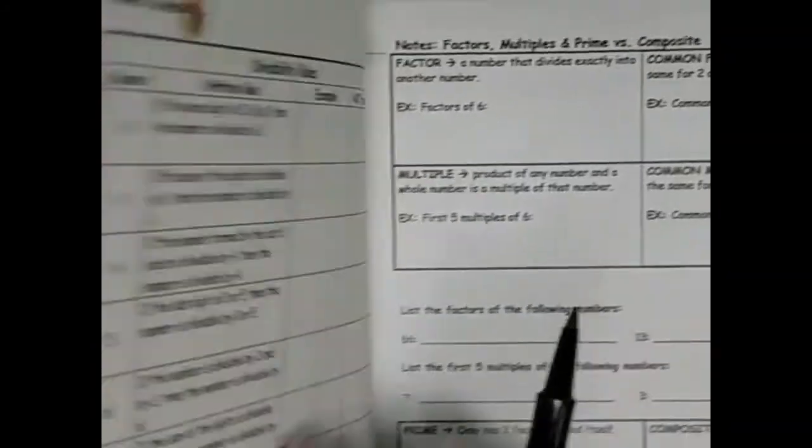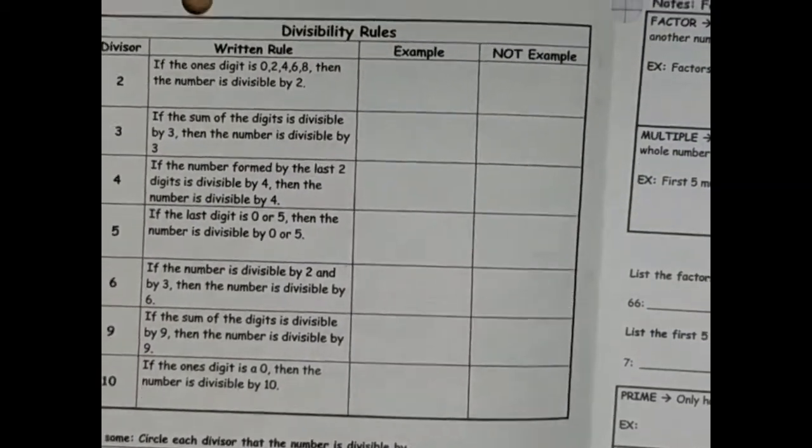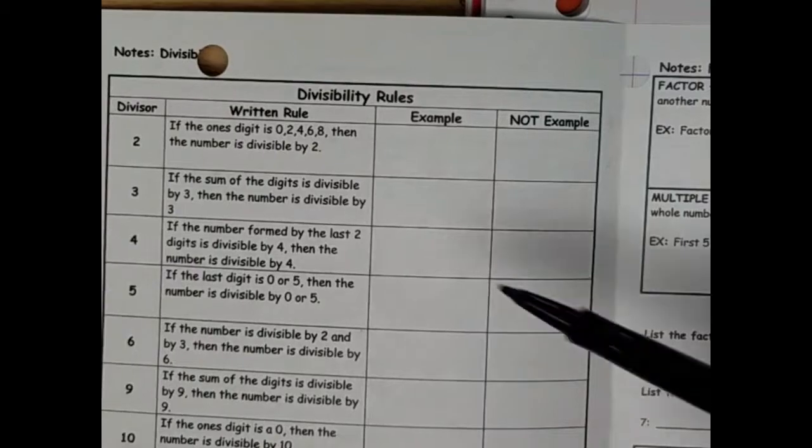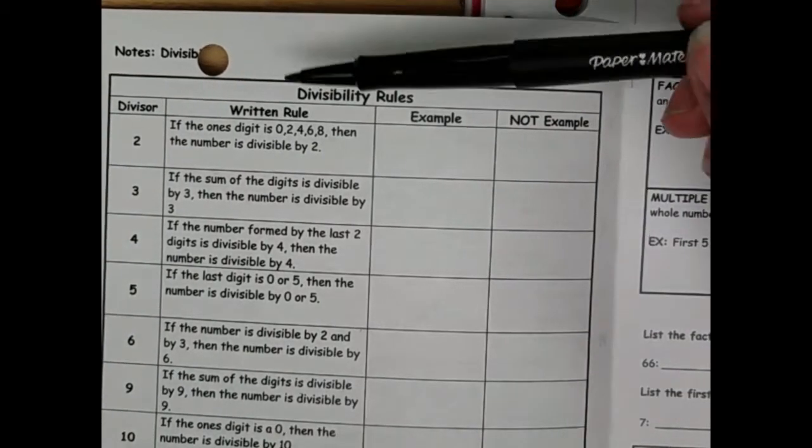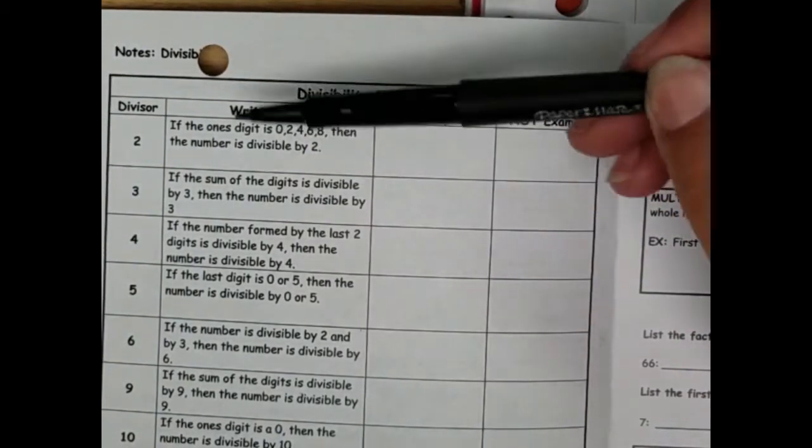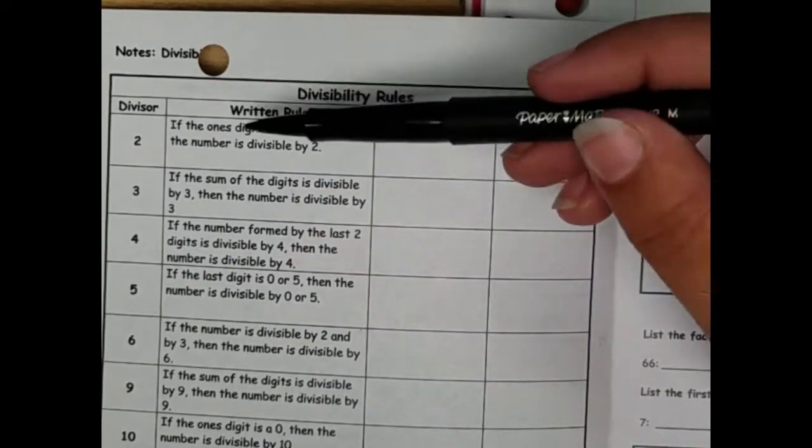So let's start with on the inside. All right, so right here, it just gives you divisibility rules again. They're kind of in a little bit easier format. So then they want us to do an example.